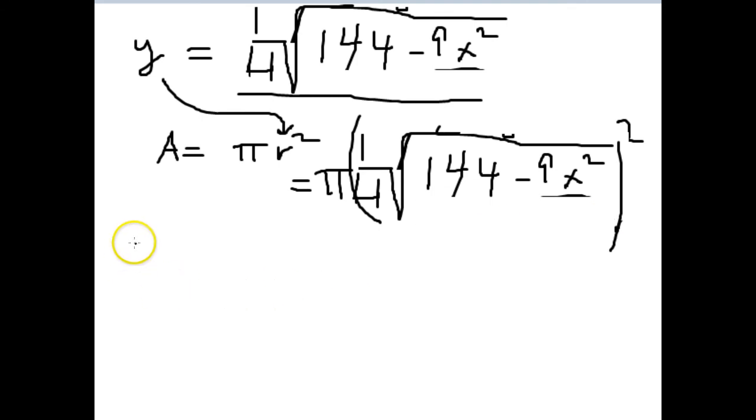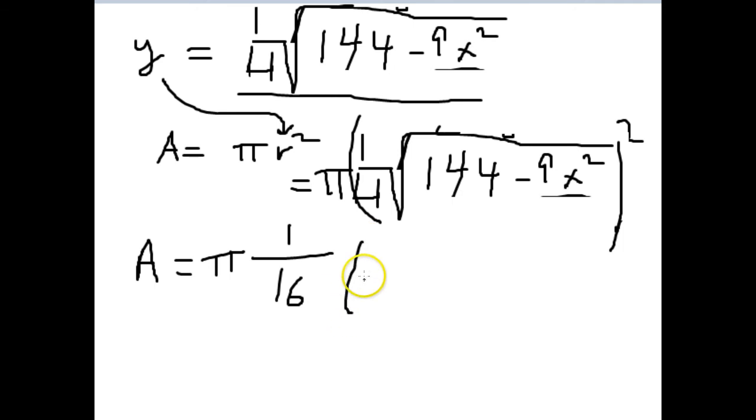So what does that mean? That means, oh, silly me, I didn't really have to take the square root because I didn't really need y. I needed y squared. But that's okay. I can just undo that like this. Pi over pi times 1/16 times all this stuff, 144 minus 9x squared.